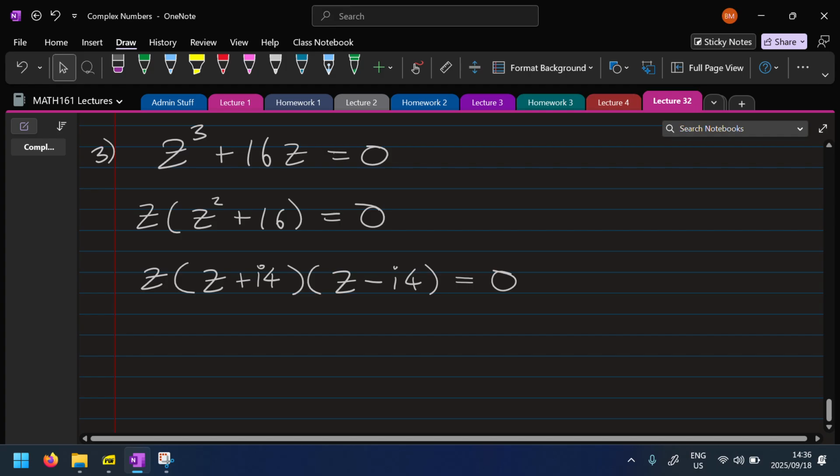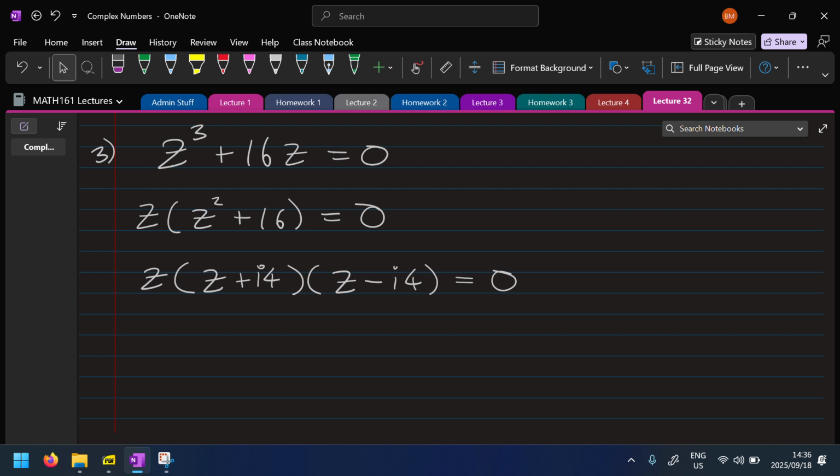Now it's fully factored. We see this is possibly 0, or that one, or that one. That gives us our 3 roots. So Z equals 0, that's from the first one. Z equals minus i times 4 for the second. Z equals i times 4 for the third. We see that all of them are complex. Again, 0 is real, but we can also take it as a complex number.